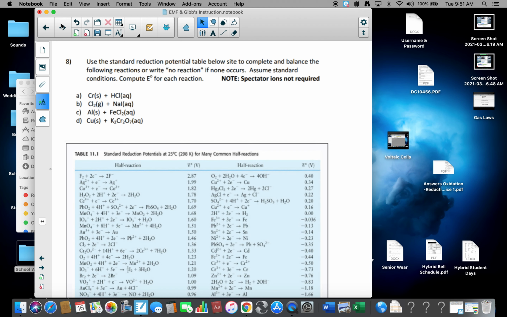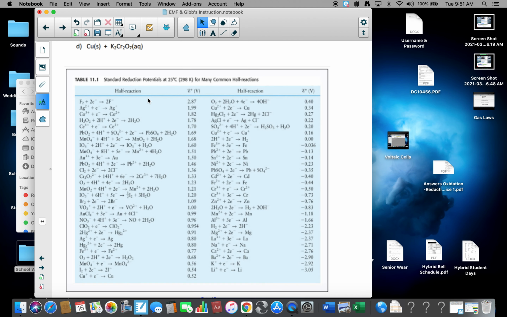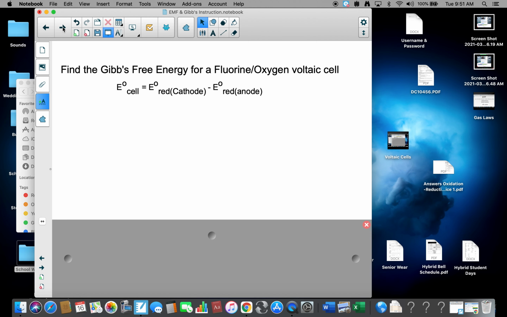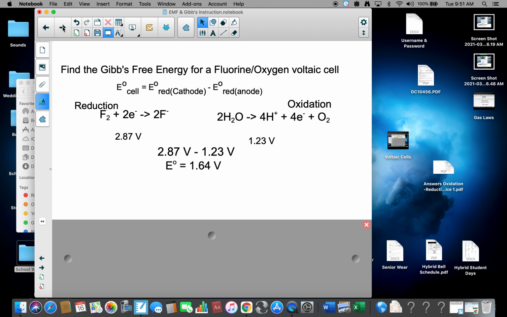So let's find the Gibbs free energy for a fluorine oxygen voltaic cell. If we look at our standard reduction potentials, here is a page with all the reduction potentials. We find the reaction of fluorine, F2 plus 2 electrons, gives me 2 fluoride ions. For water, that's the oxygen one, 2 H2O gives us 4H plus, 4 electrons, plus oxygen. So fluorine is the cathode since it's gaining. Oxygen is the anode because it's losing. So we get 2.87 volts and 1.23 volts. We subtract those, we get 1.64 volts for my standard.